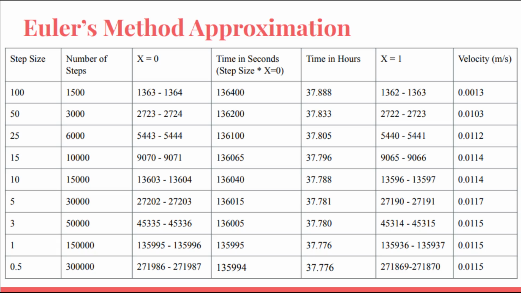The last two columns give us the step at which the distance between them is 1 and the corresponding velocity for that step. Euler's method showed a slow increase in accuracy of time as step size decreased. The approximation to 1 second brought us down to a step size of 0.5 and time in seconds as 135,994. Our velocity was 0.0115 when 1 meter apart.